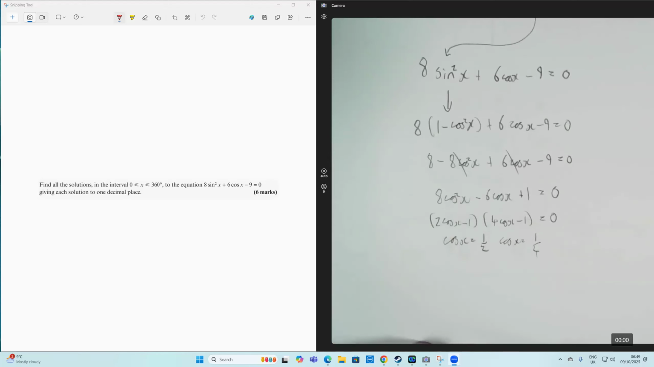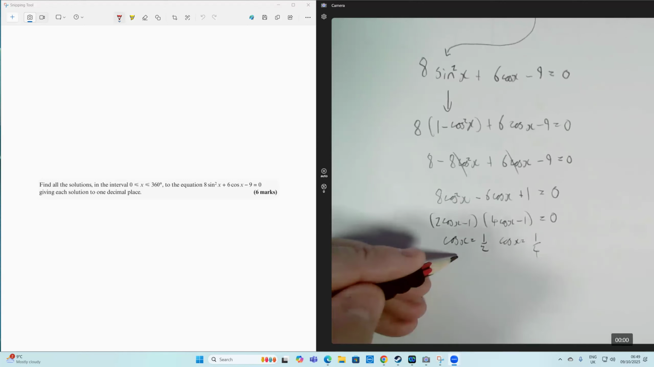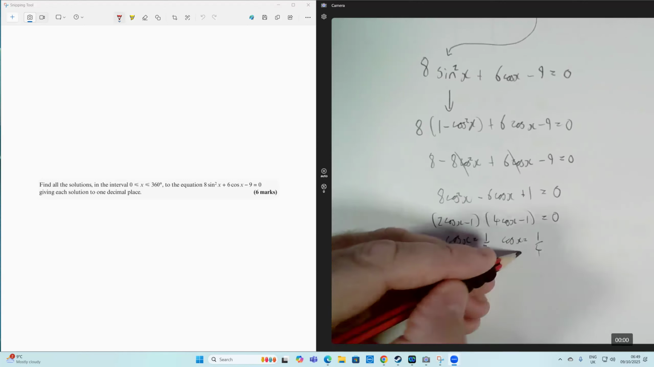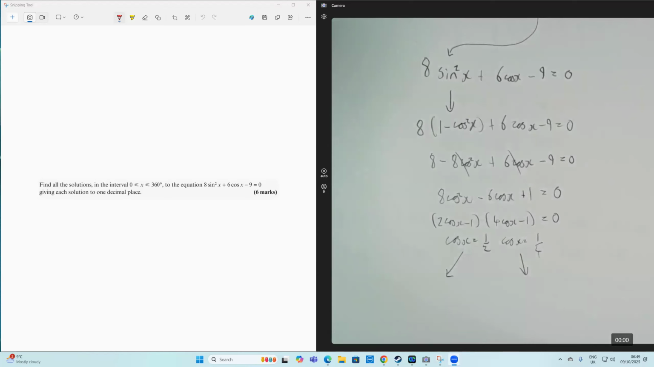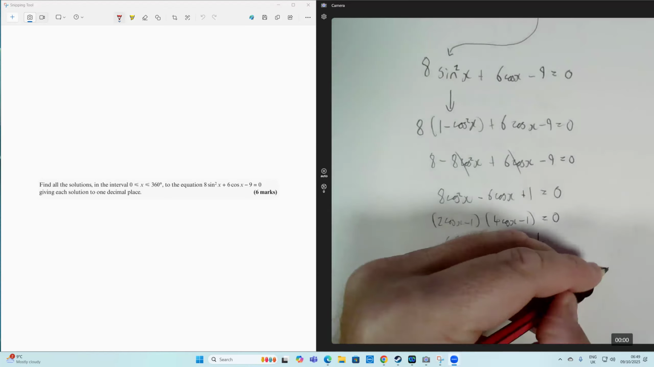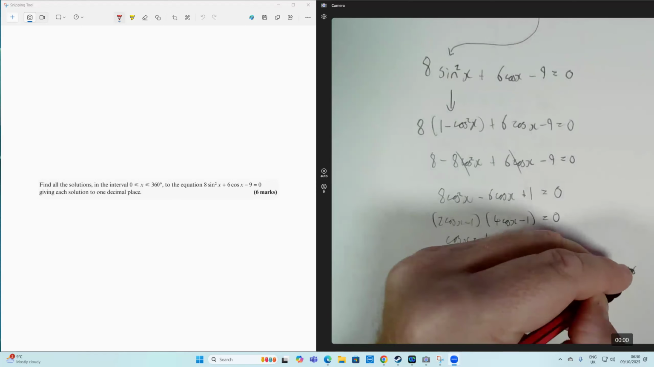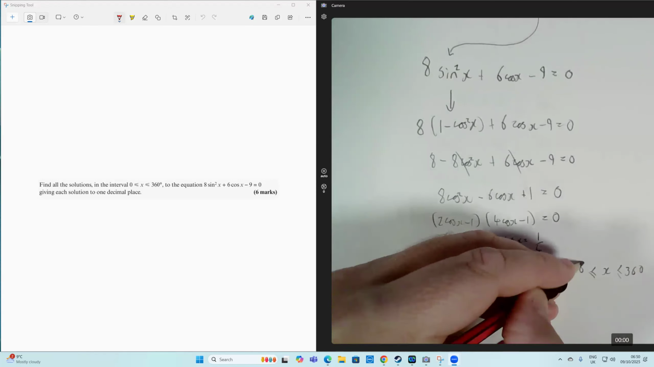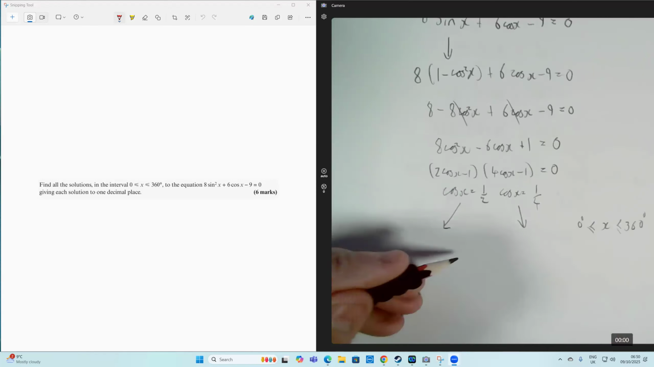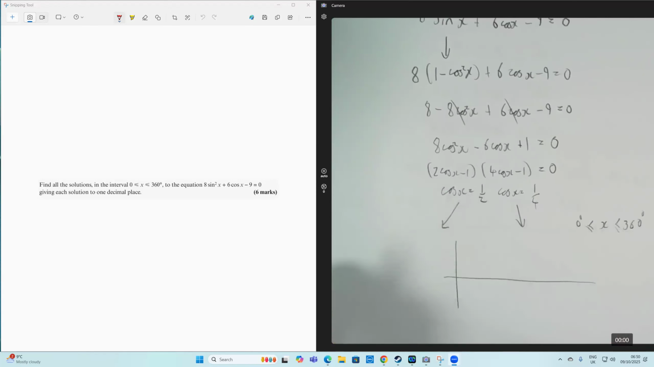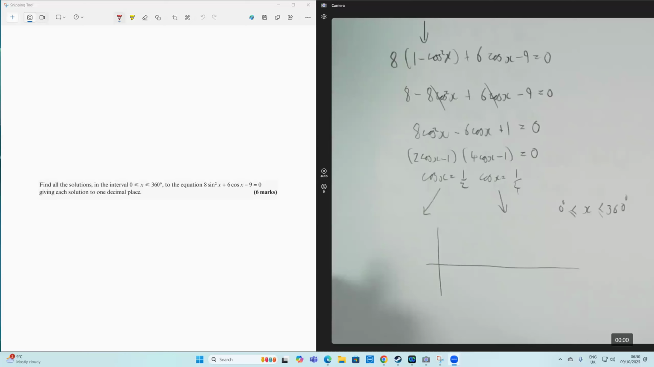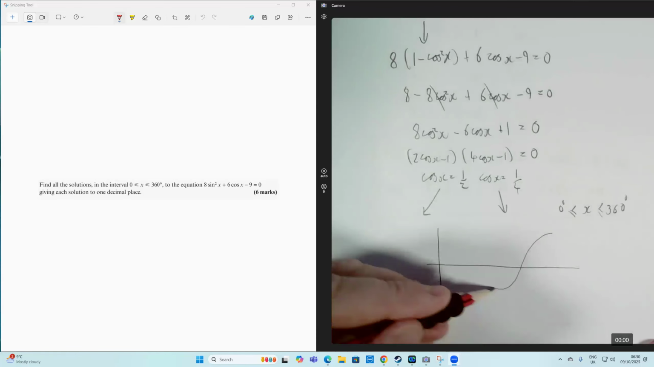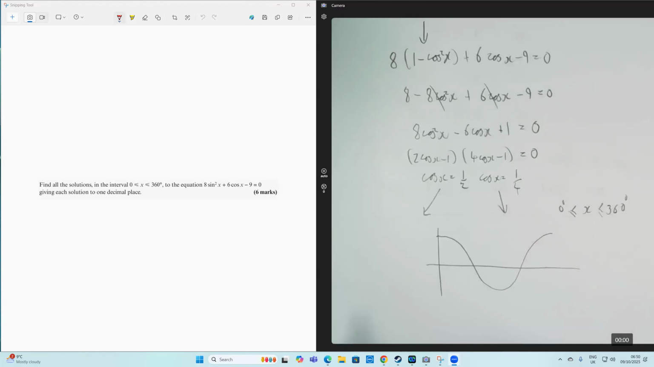Okay, perfect. So now we've factorized it, which means we've now got to solve cos x is equal to a half and cos x is equal to a quarter in the range, the question tells us, that x is less than or equal to 360, but greater than or equal to 0. So that's our range of values. So remember, the preferred method is to draw the diagram. So here is our diagram. And what we're looking for is this equal to a half.